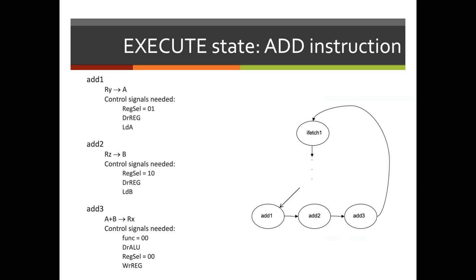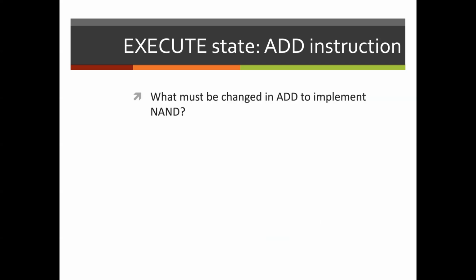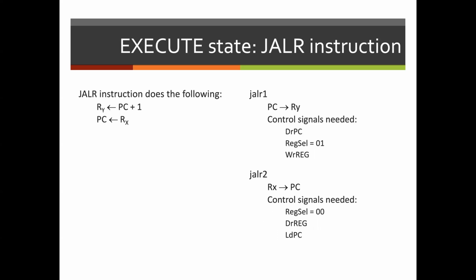And then we have our appropriate control signals as well. And so given the execution state for our add instruction, what would we need to change in order to create a NAND? And in this case, we can use our JLR instruction in order to provide for that.